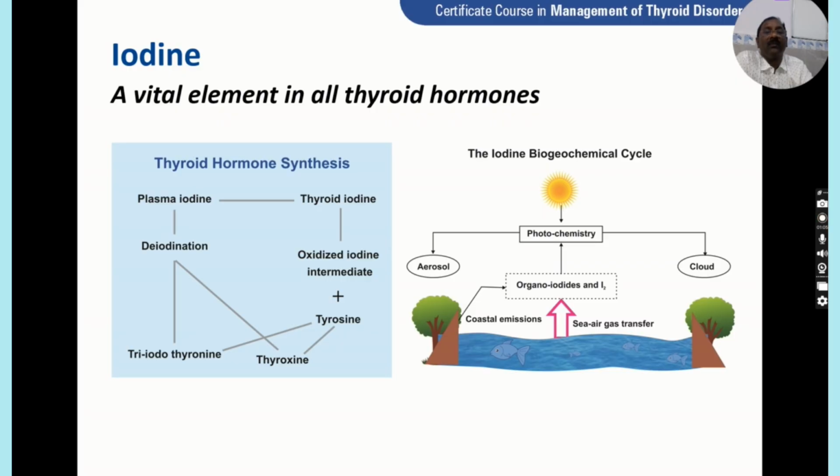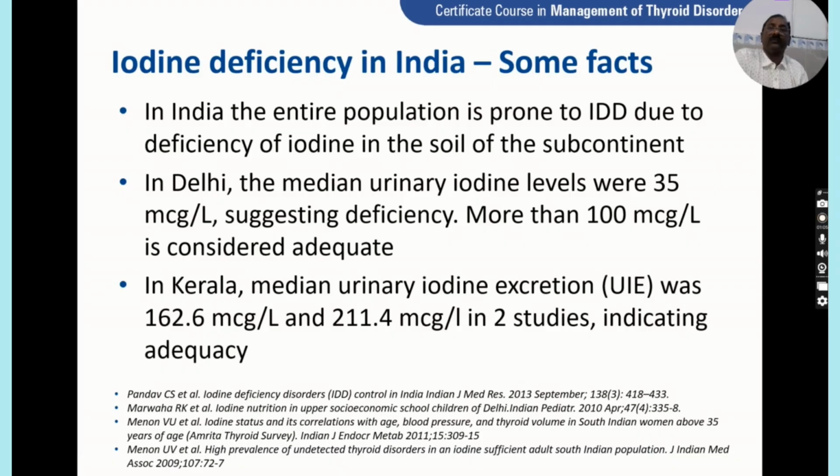Iodine biochemistry, photochemistry. See the coastal emissions, sea-air gas transfer, organoiodines and iodines. Iodine is very commonly seen in seawater. In India, the entire population is prone to IDD, that means iodine deficiency disorders, due to the deficiency of iodine in the soil of the subcontinent.